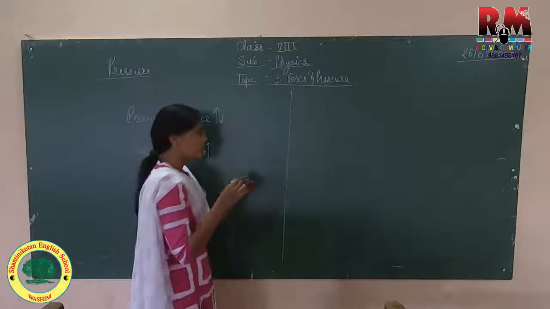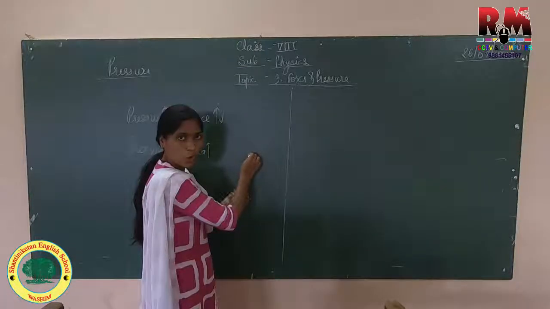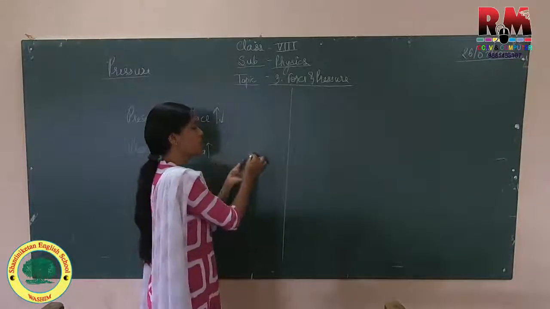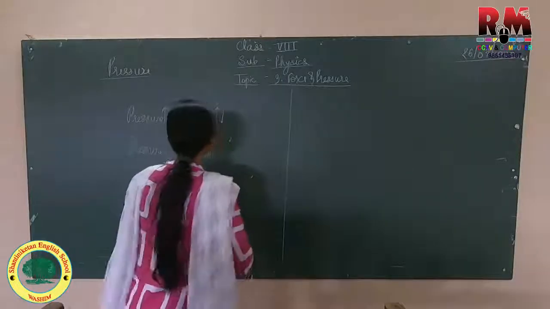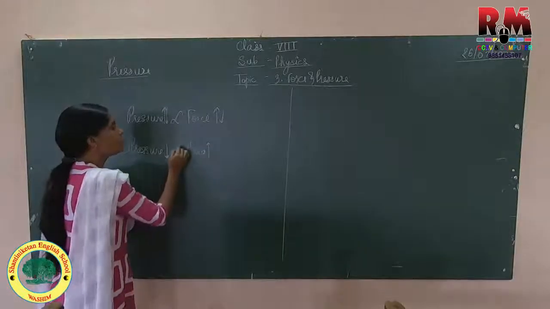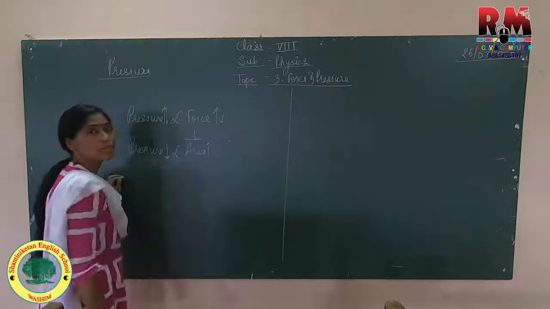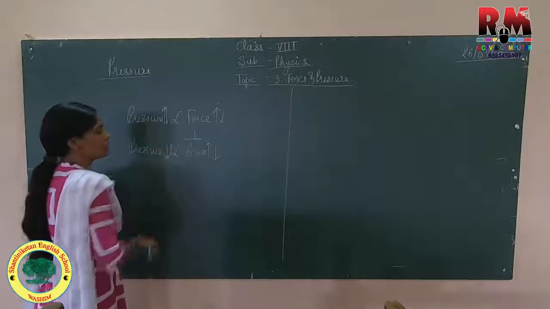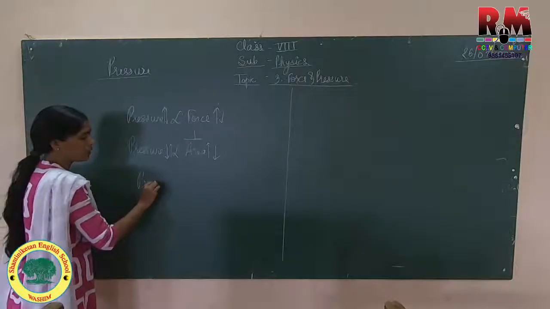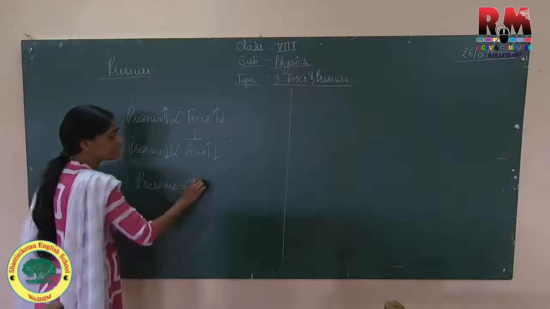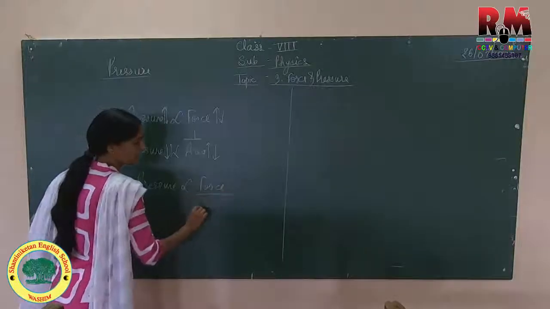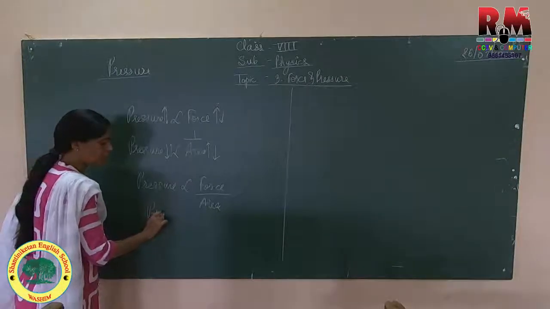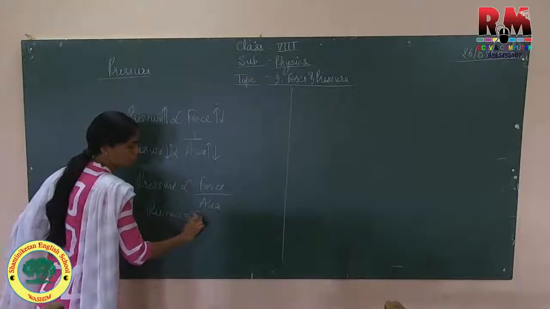Just now you have seen that the sharp area of the nail will go very quickly inside, but as compared to this, I will require more force with the blunt side. So area and pressure have inverse proportionality. Inversely means if area is increasing, pressure is decreasing. If area is decreasing, pressure is increasing. So I can say that pressure is directly proportional to force and inversely proportional to area. If we remove the proportionality sign, pressure is equal to force upon area.